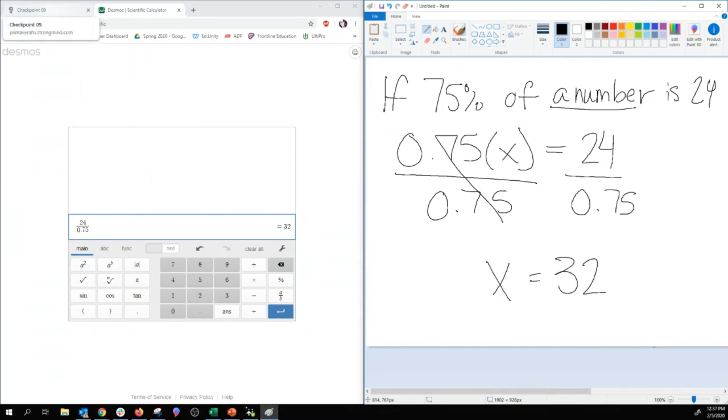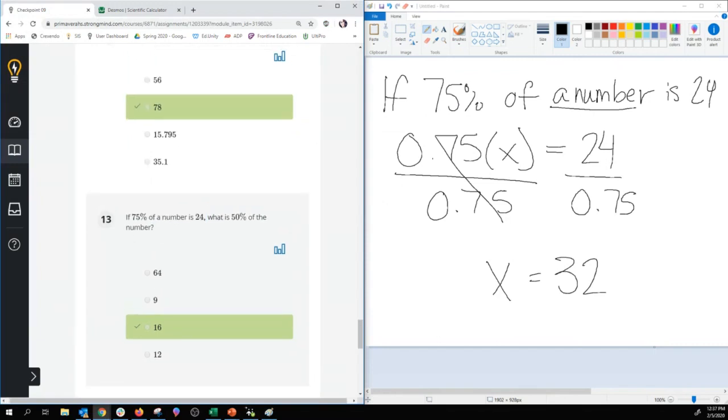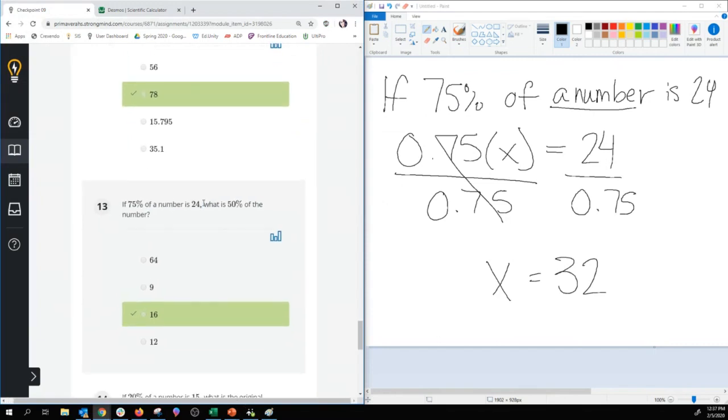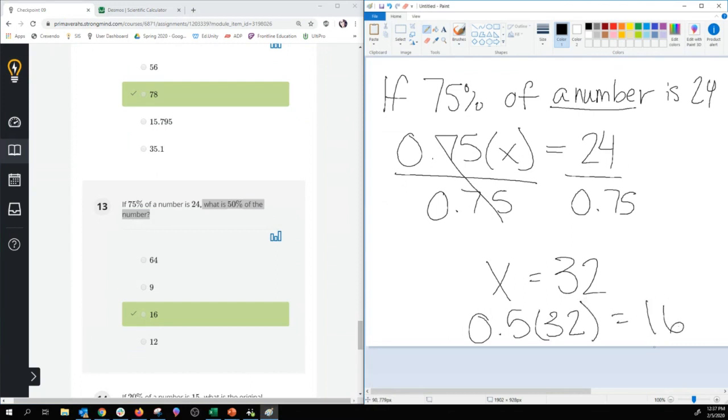The next portion of that question is asking me what is 50% of that number. So I'm going to take 50%, change it to a decimal, so 0.5, multiply it by 32, get 16. So perfect, so 16.